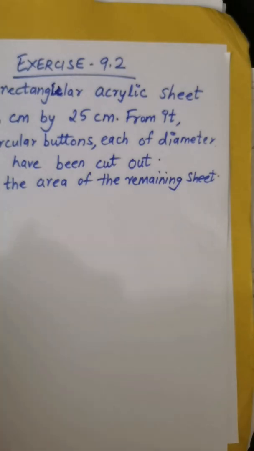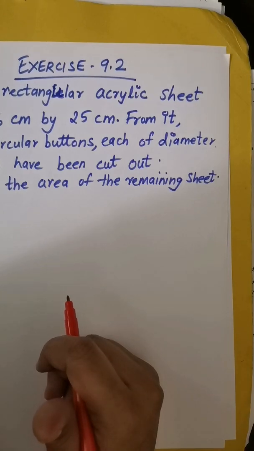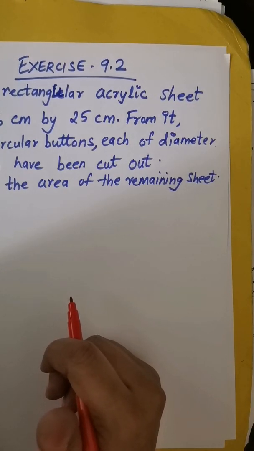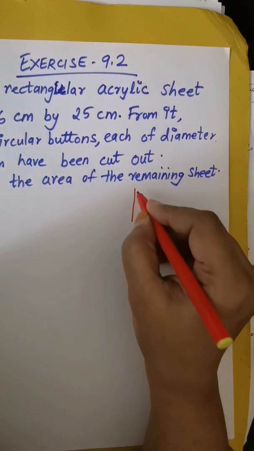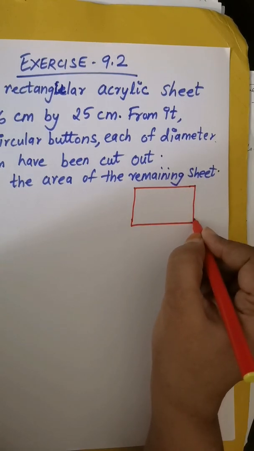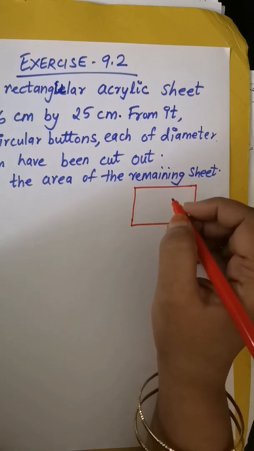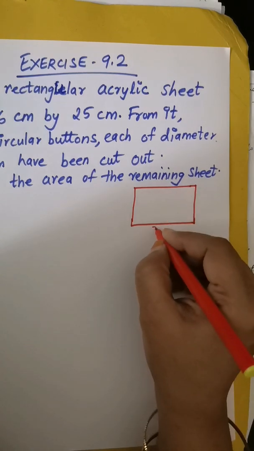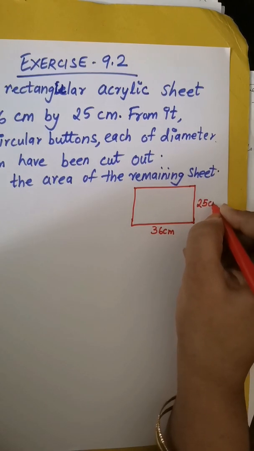Next. Now this sum also, watch the video carefully, children. A rectangular acrylic sheet is 36 centimeter by 25 centimeter. There is an acrylic sheet, children. This is an acrylic sheet, which is in the shape of a rectangle. The measurements of this sheet are 36 centimeter and 25 centimeter.